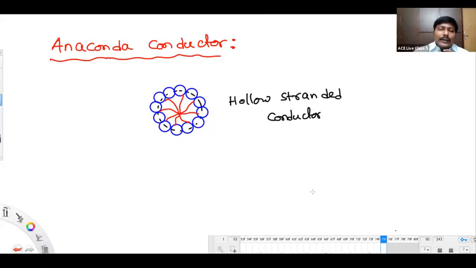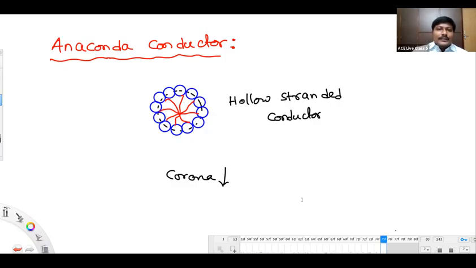That's the meaning. Okay. So the Anaconda conductor is used in the United States for EHV and UHV lines, particularly to reduce corona. The main aim of introducing this conductor is to reduce corona. Corona reduction is the aim of this conductor. So till now we have discussed different types of conductors. No steel here. Inside it's air.